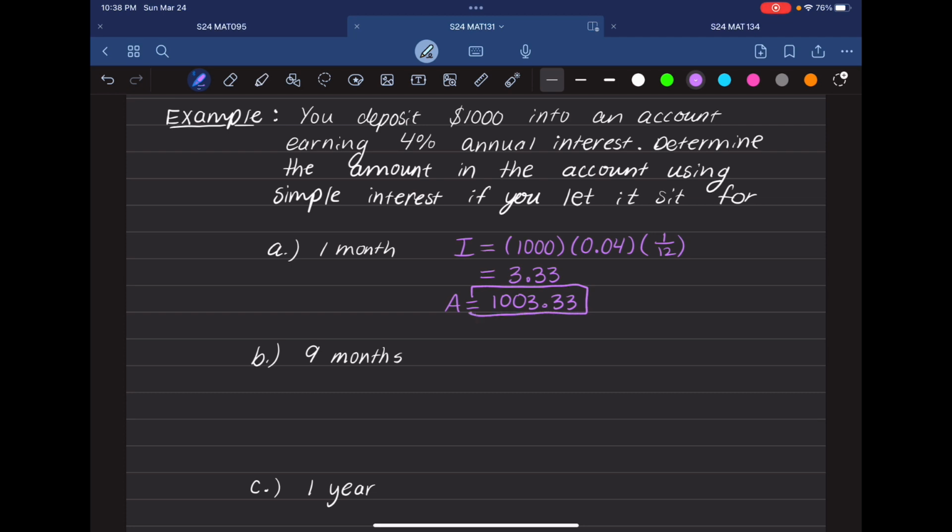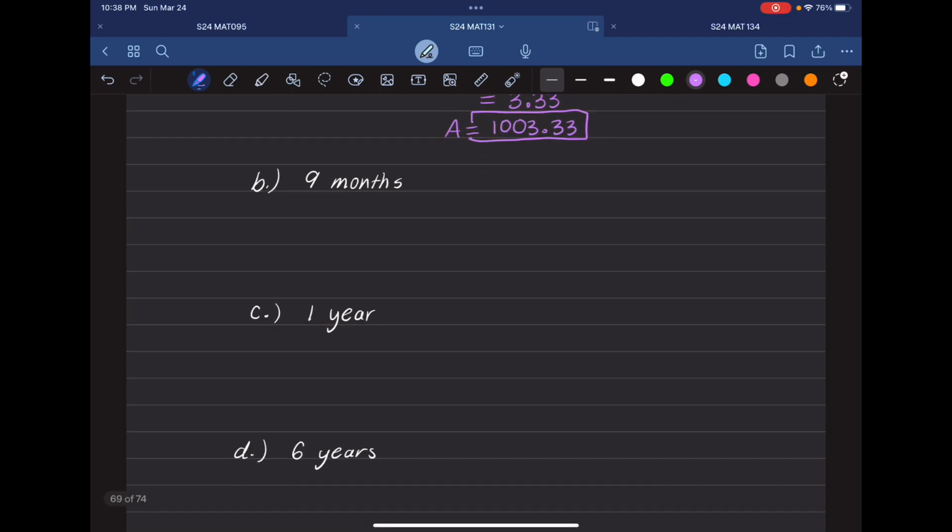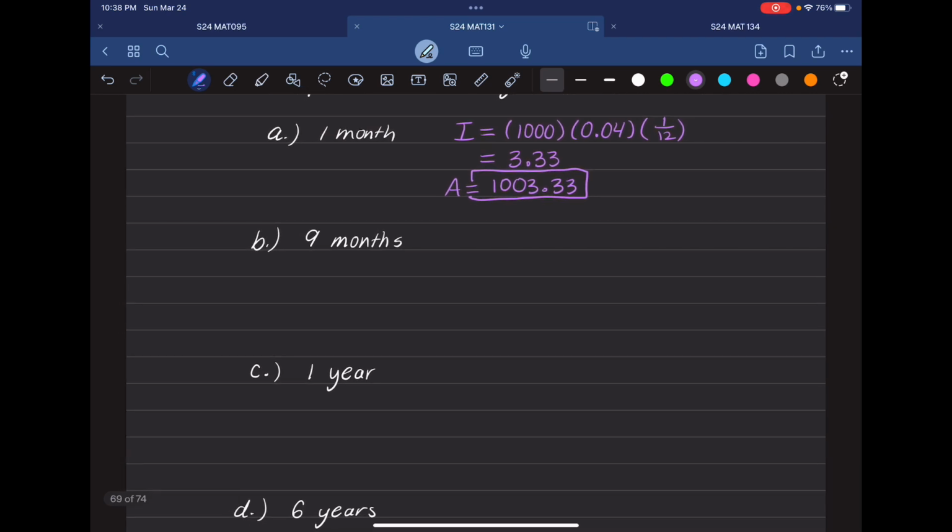for that first one. All right, for B, we have 9 months, and we basically go through the same process. So we've got the interest is equal to 1,000 times our interest rate, 0.04. And now our time is 9 months. Well, that's 9 months out of the year, or 3/4 of a year. You could just take 9 divided by 12 and simplify to 3/4. And you can type this into your calculator and end up getting 30. And so the amount that we have in the account after these 9 months is going to be 1,000 plus 30, so $1,030.